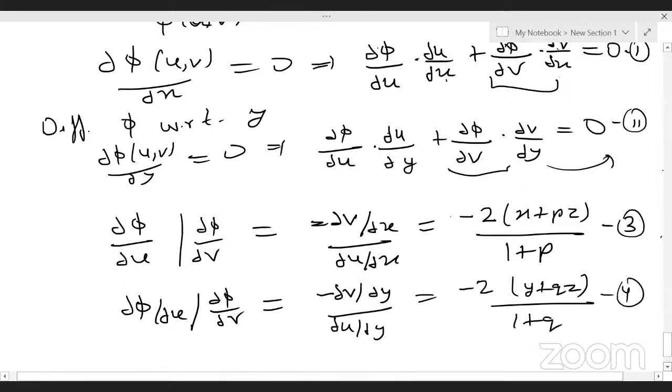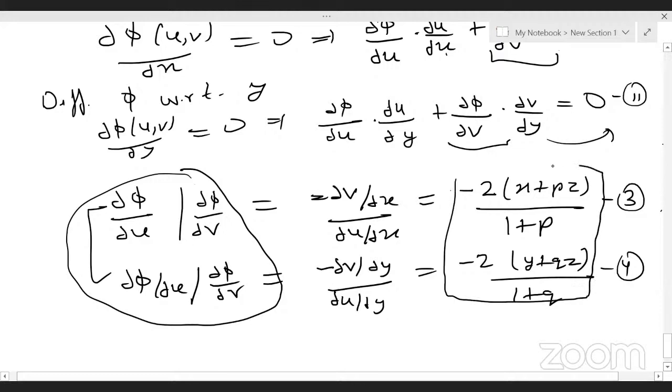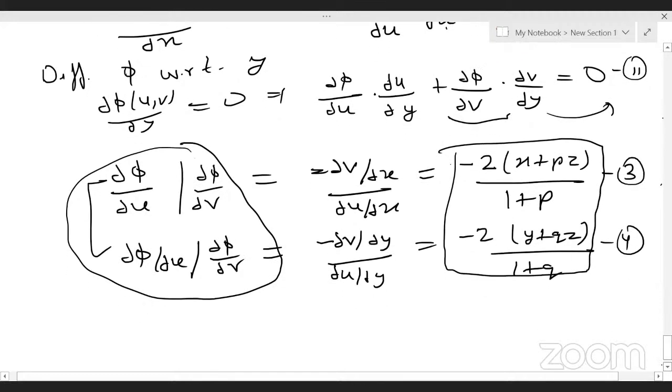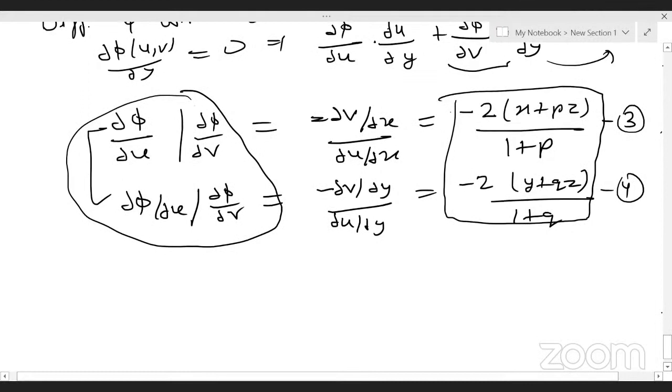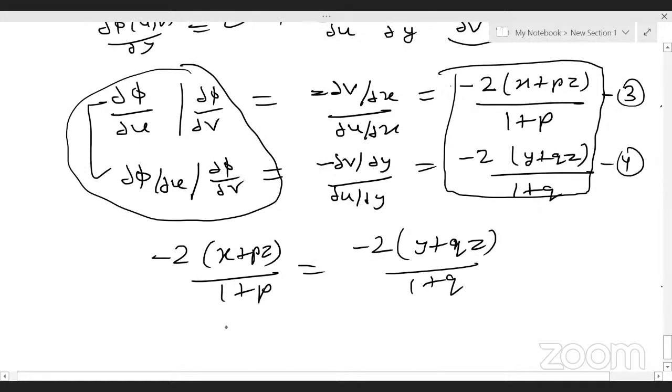This is 4. Now see 3 and 4. These terms are equal, right? It means if the left hand side is equal, the right hand side must also be equal. It means these terms should also be equal, right? So now just equate it. Now if I equate it, minus 2x plus pz upon 1 plus p is equal to minus 2y plus qz upon 1 plus q, right? Now just cancel out minus 2 and multiply.